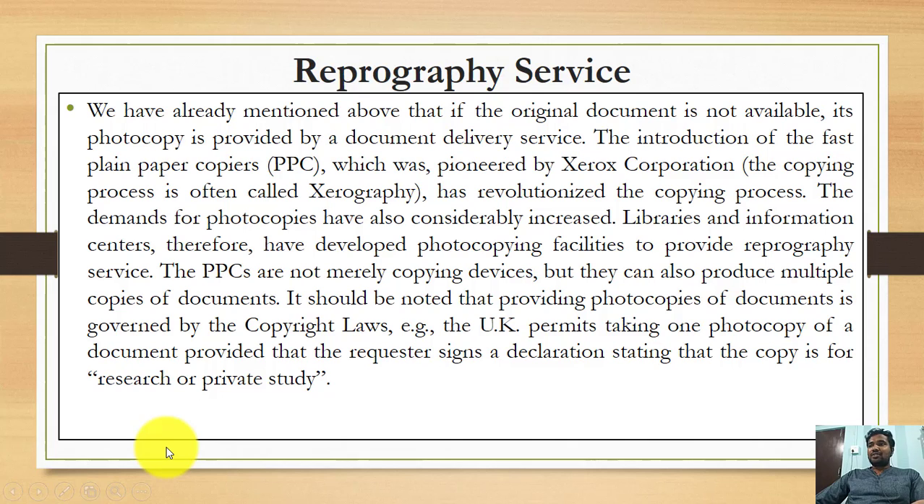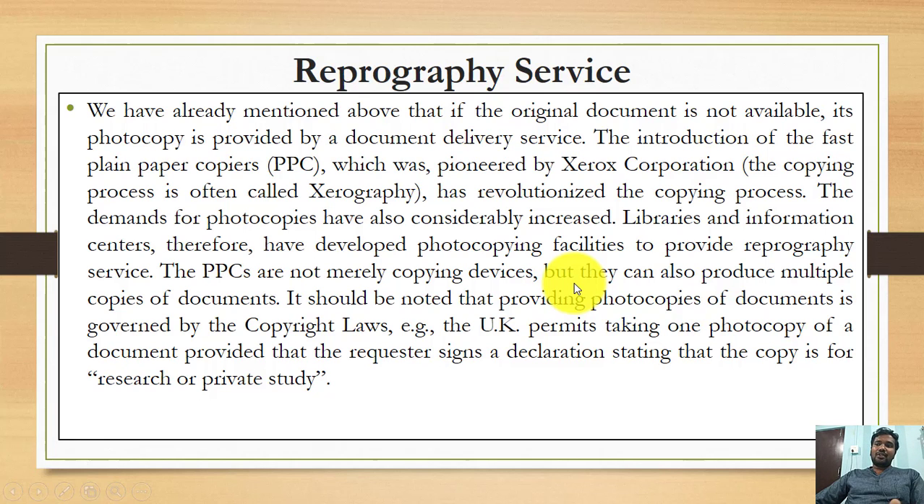The next service is reprography service. We have already mentioned about this. If the original document is not available, its photocopy is provided as a document delivery service. The introduction of fast plain paper copiers, that is PPC, which was pioneered by Xerox Corporation, the copying process xerography, has revolutionized the copying process.